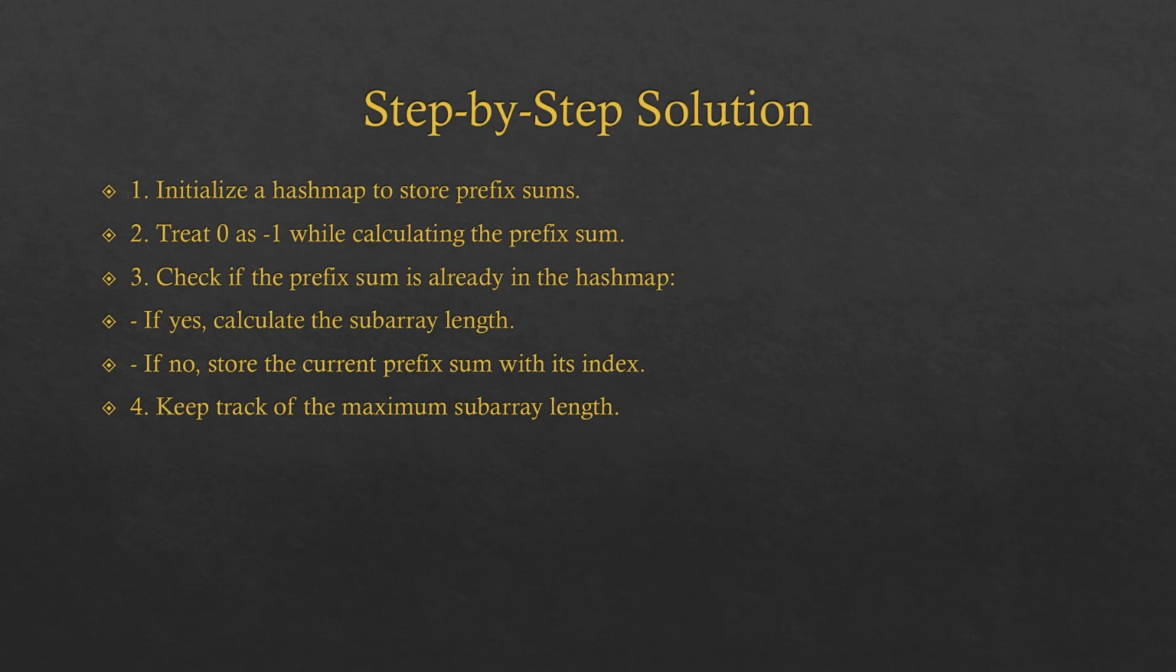Let's go through the algorithm. First, we initialize an empty hash map to store the prefix sums. Then, as we traverse the array, we update the prefix sum by treating zeros as minus ones. For each prefix sum we have seen before, we calculate the length of the subarray from the previous occurrence of this sum. If not, we store the prefix sum and its index in the hash map. By keeping track of the maximum length of subarrays found, we can get our final result.